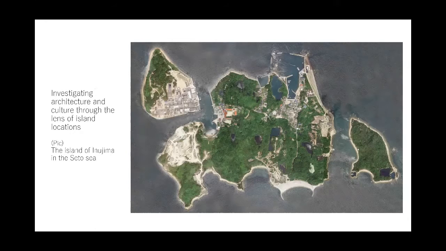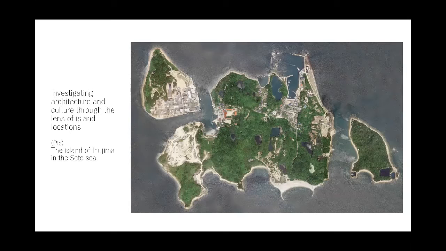So for today's sharing, I think we share with you Inujima. I mentioned already that it's an island in the Setouchi Sea. It's investigating the relationship of architecture and culture through the lens of this island location. It's called Inujima because it's shaped like a dog, and it is the smallest island among the Setouchi Islands, and it's the one that is nearest to the mainland of Honshu, and it's also in the Okayama prefecture.